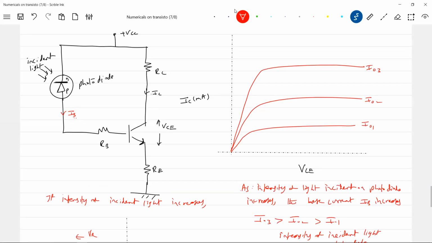Okay, are you getting? So there are several ways for testing things. So many things are there.